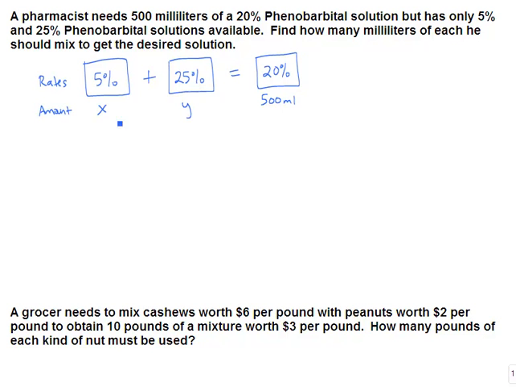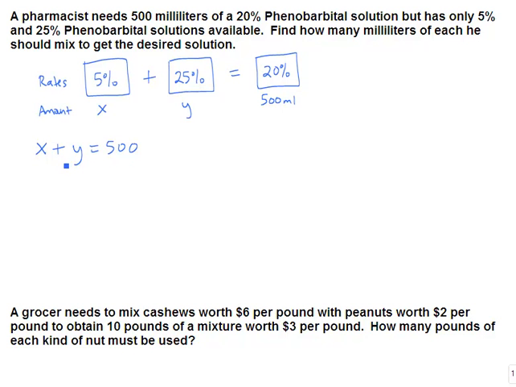The first equation just comes from this bottom row, and the fact that we are taking our x milliliters of the 5% and we are pouring it together with the y milliliters of the 25% solution, and we want that to end up being 500 milliliters total. So x plus y has to equal 500 milliliters. So this has no use of the percents at all. This is just based on the amount total that we want to end up with. So x plus y equals 500 is our first equation.